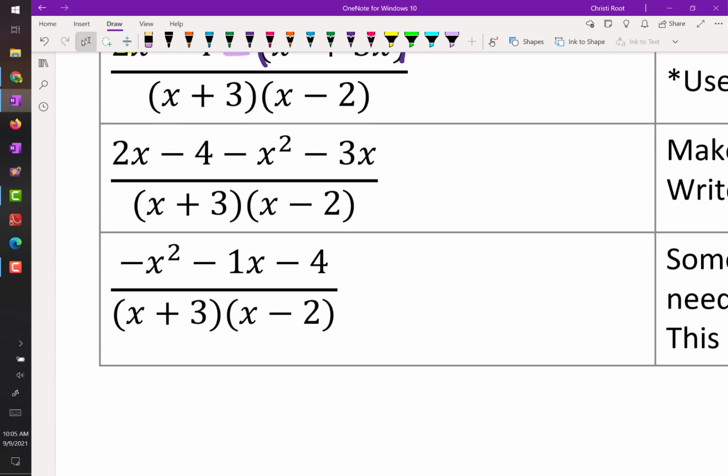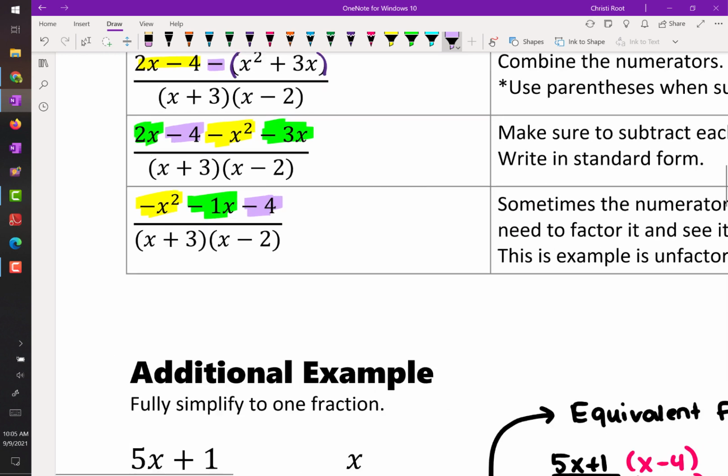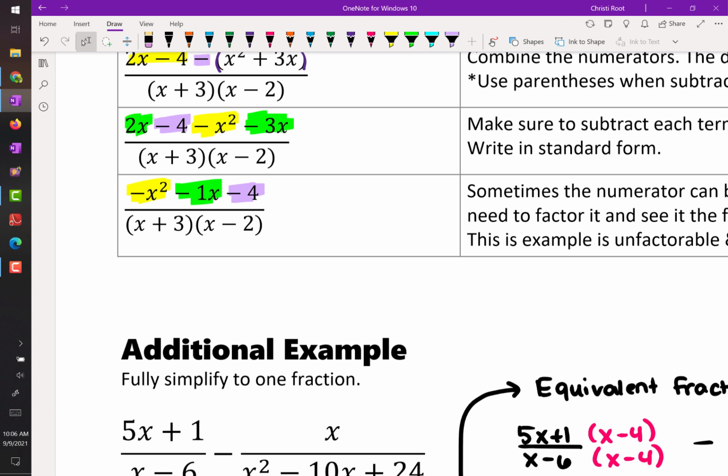Then all you've got to do is look at the top right here and just write everything in standard form. So this is first, right here. And it looks like I've got a couple of like terms here. So 2 minus 3 gives you negative 1. And then to finish it out, I'm going to write the negative 4 here. So just write it in standard form. And at the very end, you have to check if your numerator is factorable. If it is, factor it and see if you can simplify. If not, then you're done. And this problem is not factorable, and this is complete, okay?